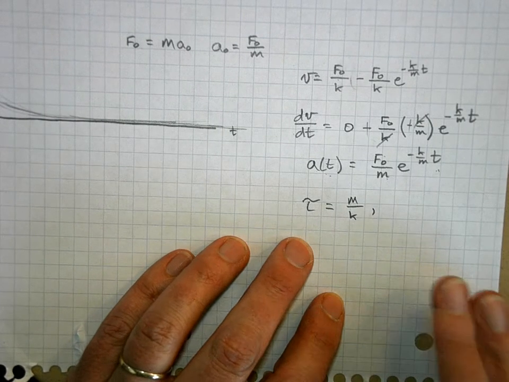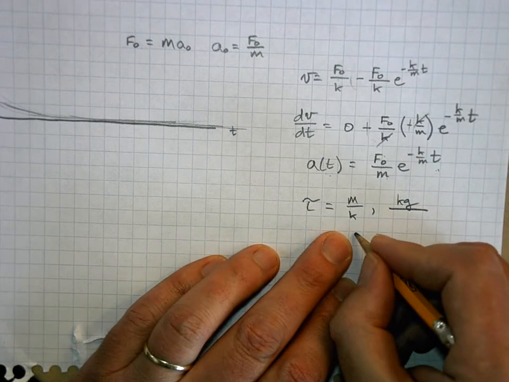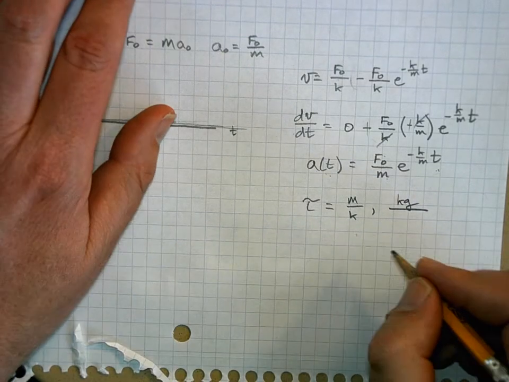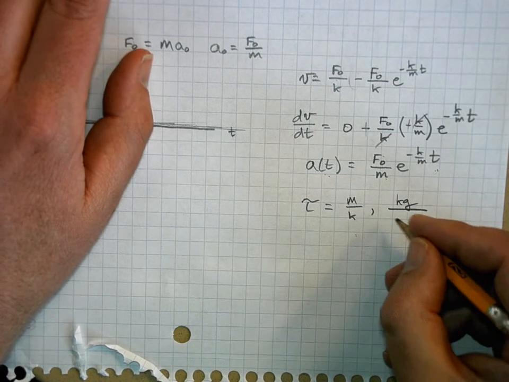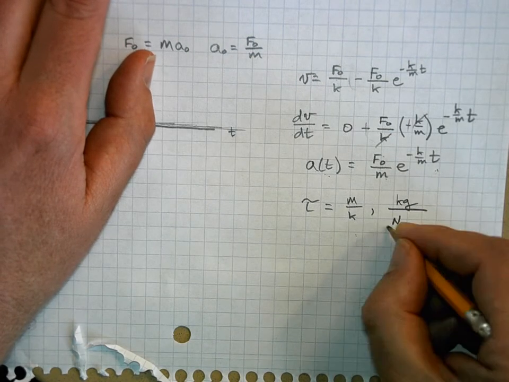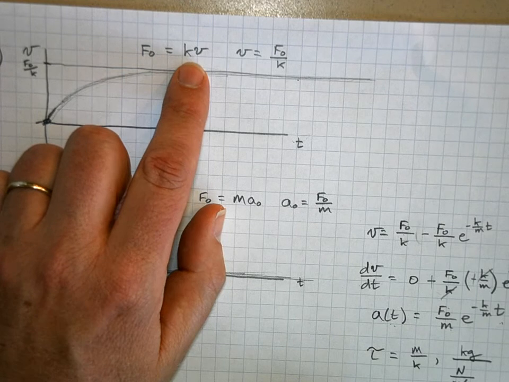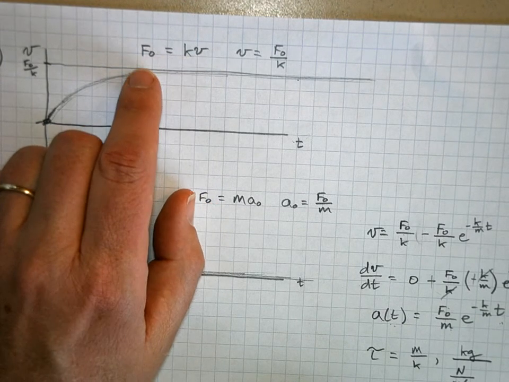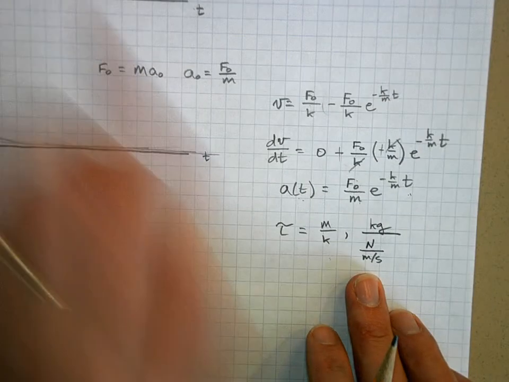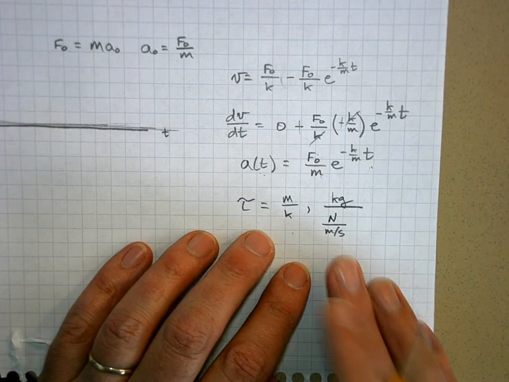All right. So this is kilograms. Now, what are the units for K? Newtons per meter per second. Look at this expression right here: F naught equals K times V. So if you solve for K, you get units of newtons per meter per second. I want to show that this is going to end up being seconds. I sure hope it will end up being seconds.